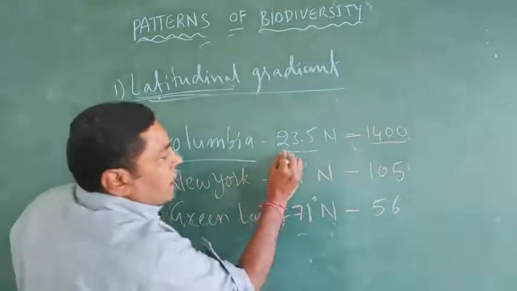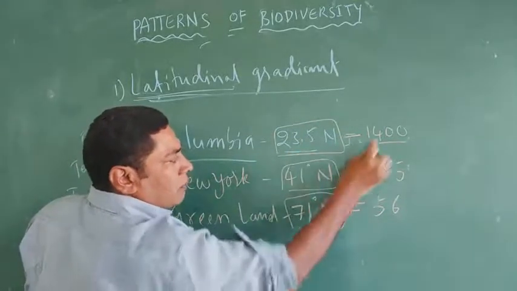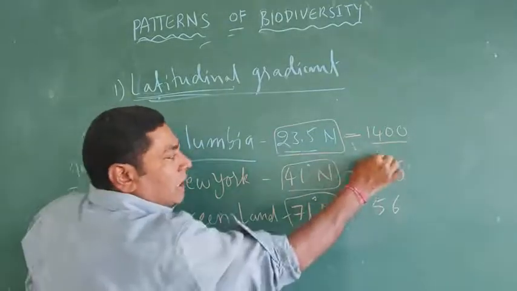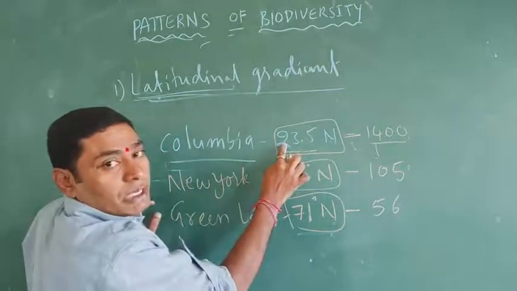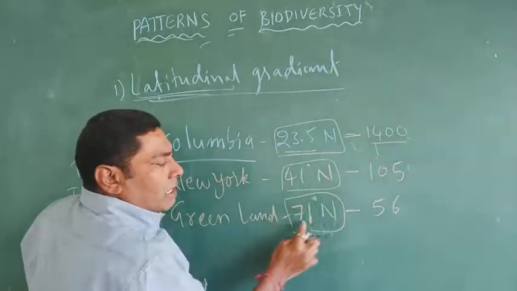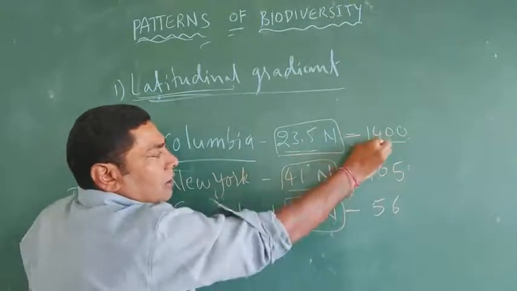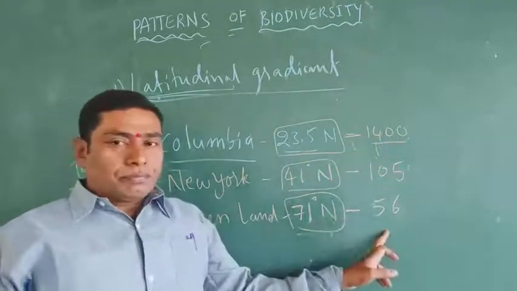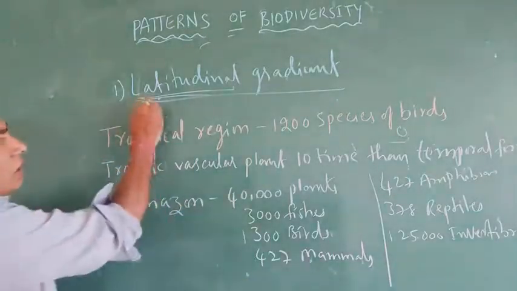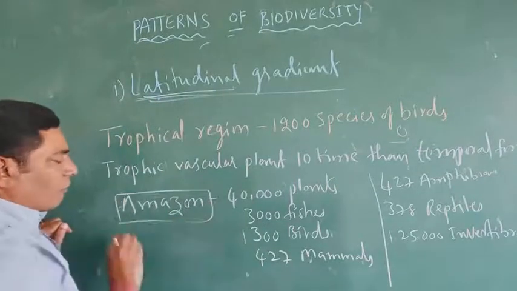So when the latitude increases, it affects the species of birds, and the biodiversity decreases. Here, 1400 species at 23.5 degrees northern latitude, only 105 at 41 degrees northern latitude, and 56 at 71 degrees northern latitude. When the latitude increases, the biodiversity decreases. In the latitudinal gradient, the greatest biodiversity is in the Amazon forest.